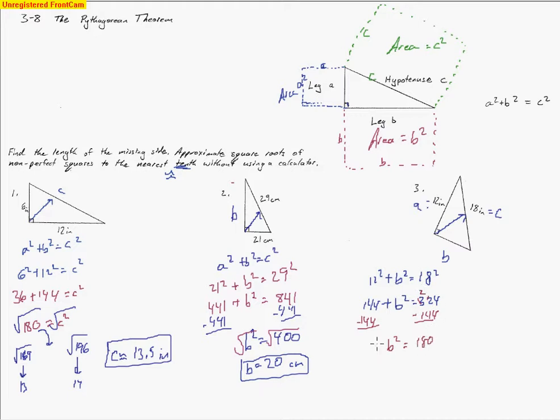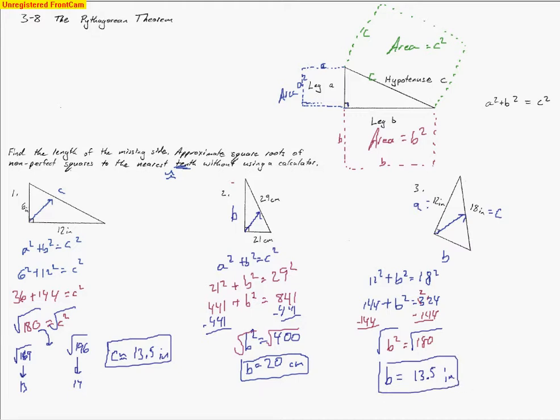Well, I've seen that number before. That was on the first problem. And so when we take the square root, we automatically already know, since we've done this once before, that 180 is going to be pretty close to 13, and it's kind of in the middle between 13 and 14. So we're saying, oh, just about 13.5 inches is a pretty good approximation.